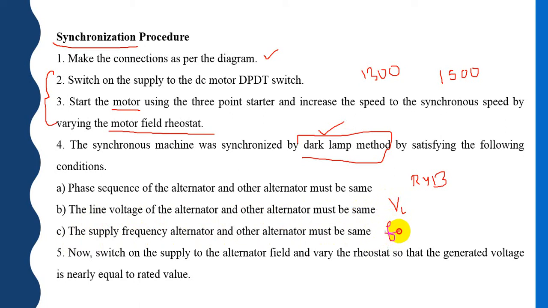Frequency should be the same. So if we check all these three conditions, we can switch on the supply to the alternator field and vary the rheostat so that the generated voltage is nearly equal to the rated value. This is the synchronization procedure.